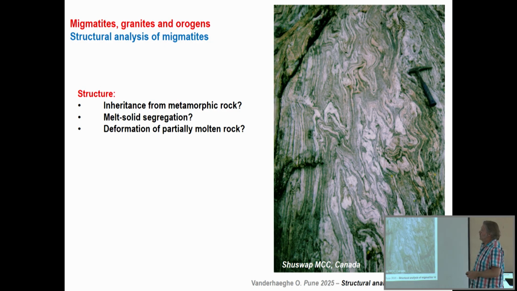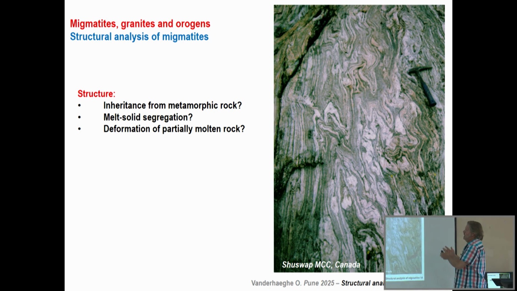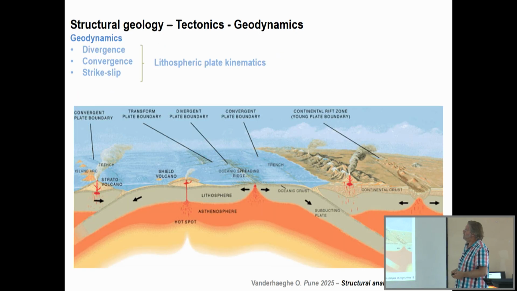So when we look at this structure, it's very complex. It's no wonder why structural geologists didn't want to play with these rocks. How much of this structure is inherited from metamorphic rock before melting? How much relates to melt-solid segregation? And how much relates to deformation at the time the melt and the crystals were coexisting? These are the main questions we want to address.